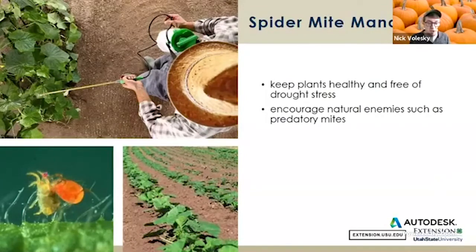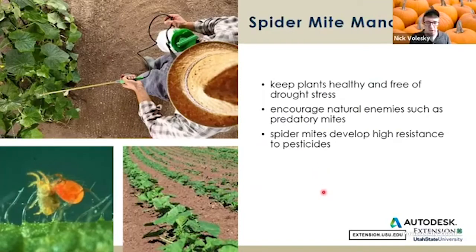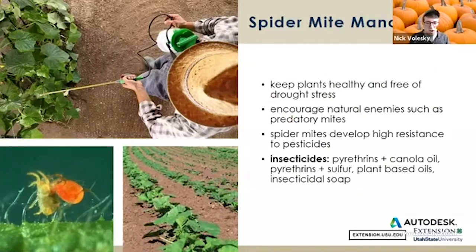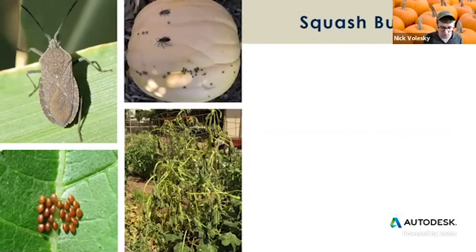There's another predatory mite that is beneficial that'll eat the spider mite, like in this photo. Spider mites develop high resistance to pesticides, so we usually don't recommend spraying them, but there are options available if the problem is unbearable. So now we're going to talk about squash bugs, and everyone has their squash bug stories.